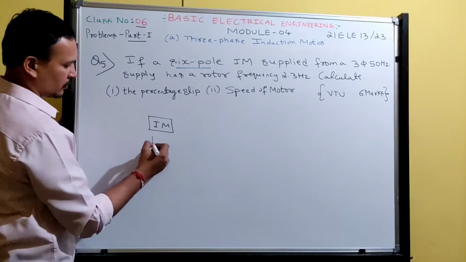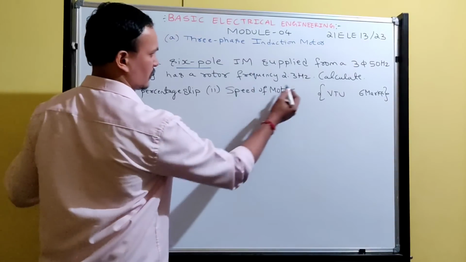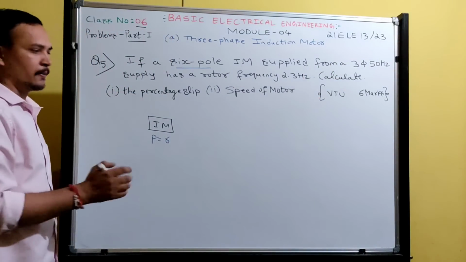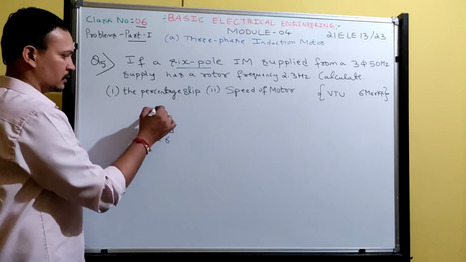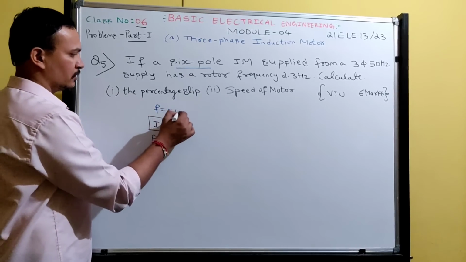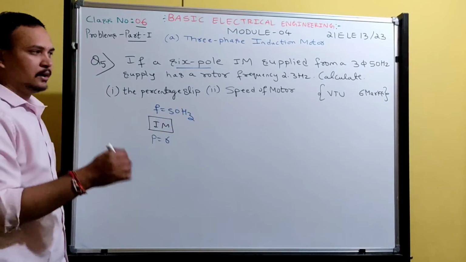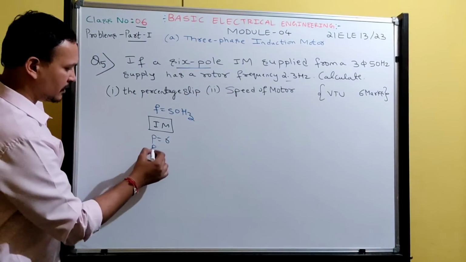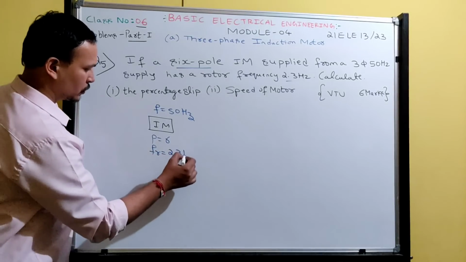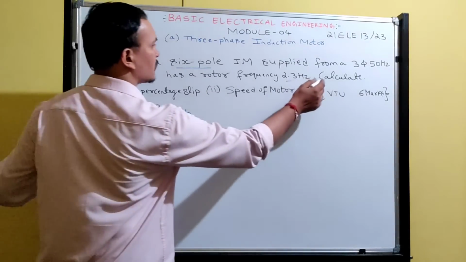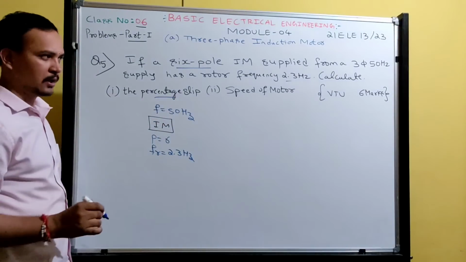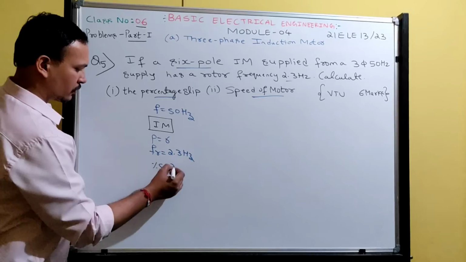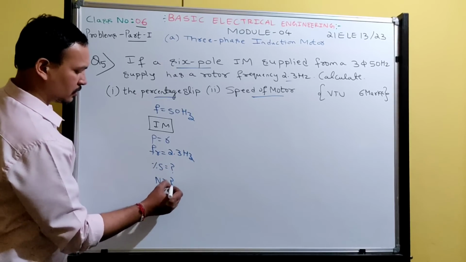A 6-pole induction motor. How many poles? 6-pole induction motor. This motor is getting supplied from a 3-phase 50 Hz supply. What is the frequency of that supply? 50 Hz. And the motor has a rotor frequency of 2.3 Hz. They gave rotor frequency also. How much? 2.3 Hz. And they are asking to calculate percentage slip and also speed of motor. So percentage slip is a question mark and rotor speed is also a question mark.